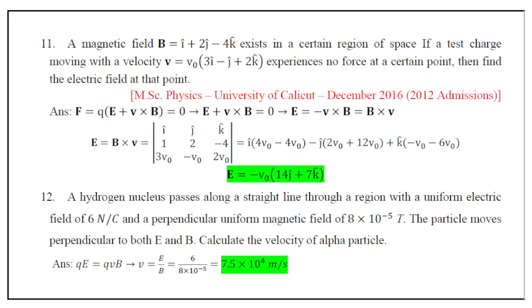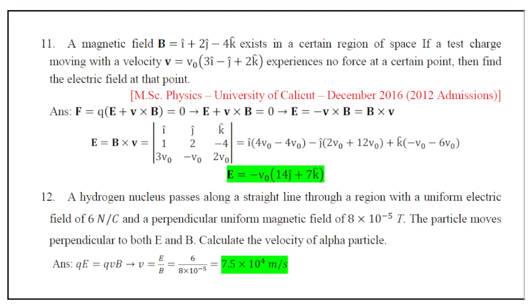A hydrogen nucleus passes along a straight line through a region with a uniform electric field of 6 newton per coulomb and a perpendicular uniform magnetic field of 8 into 10 raised to minus 5 tesla. The particle moves perpendicular to both E and B. Calculate the velocity of the alpha particle.